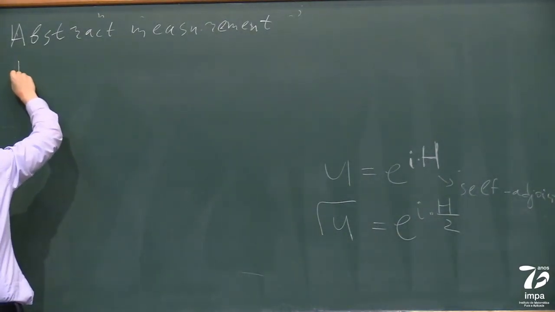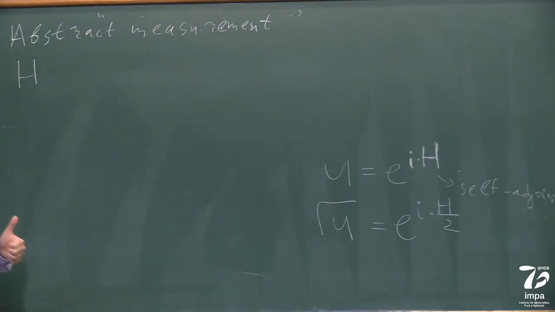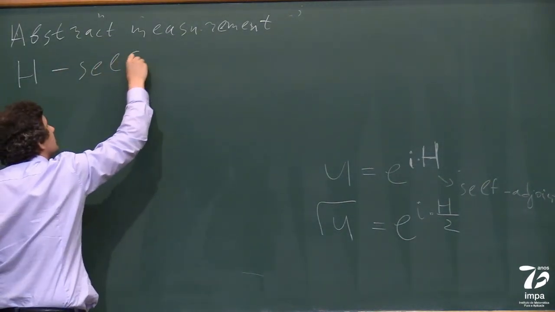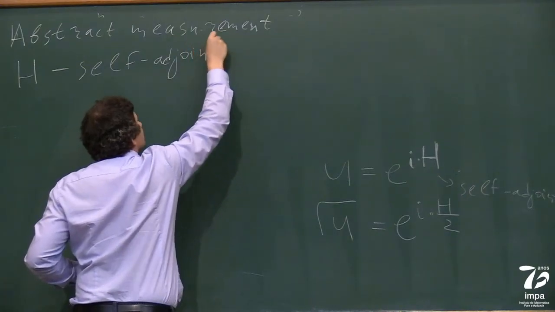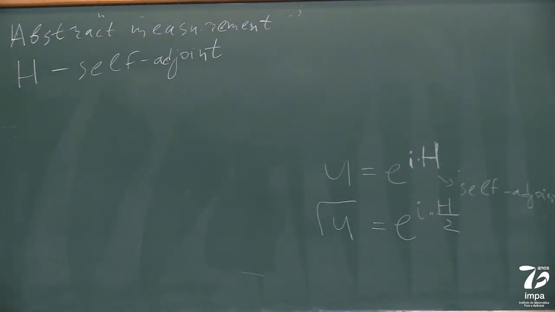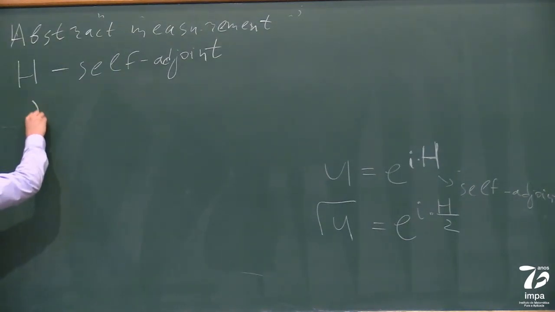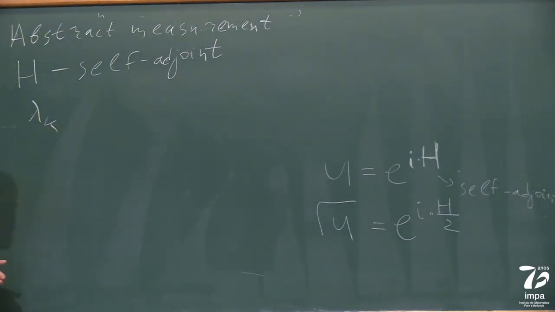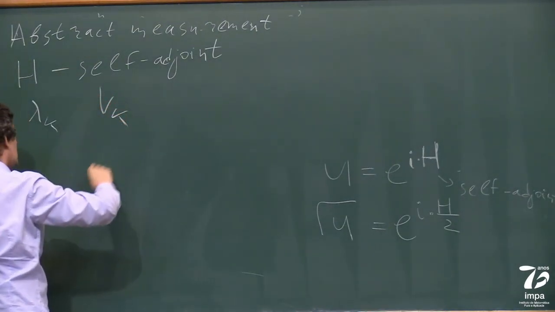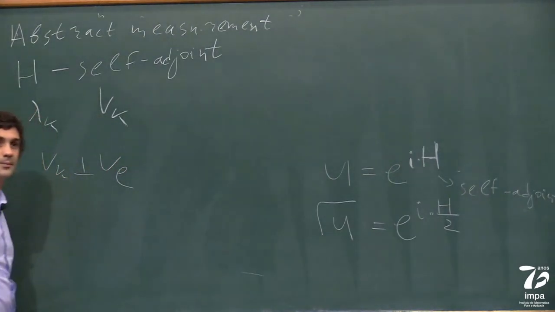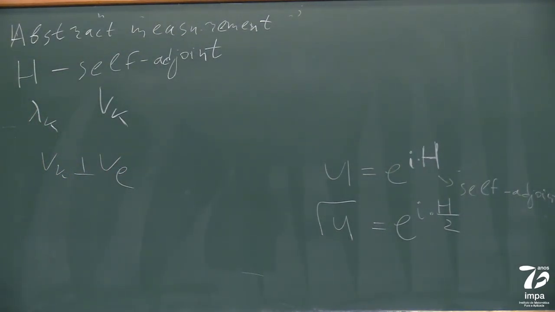So assume that we have H, a self-adjoint operator. Those who studied quantum mechanics remember that an observable is a self-adjoint operator. Because it's self-adjoint, what do we know about its eigenvalues and eigenspaces? It has a certain number of real eigenvalues with corresponding eigenspaces. They might not be of dimension one, they can be of any dimension. And we know that V_k and V_l are orthogonal, so they are pairwise orthogonal spaces.